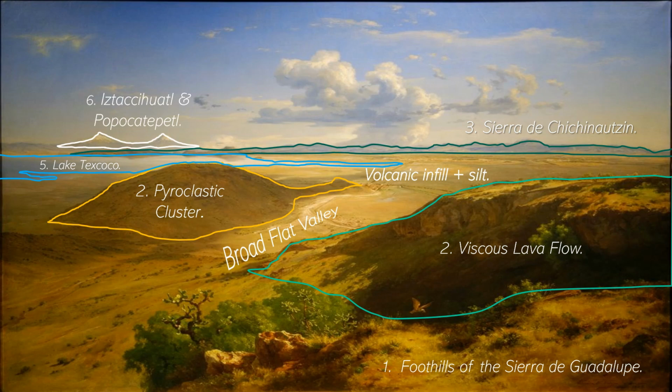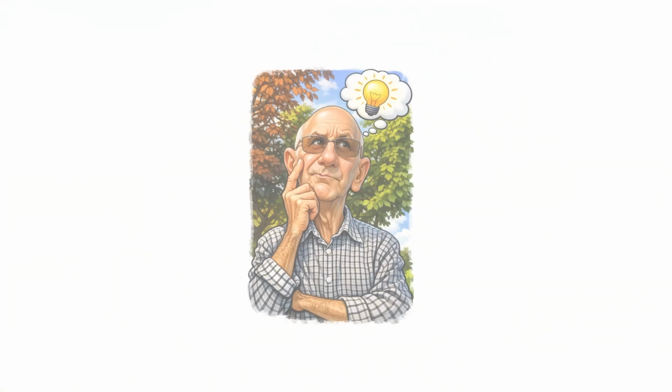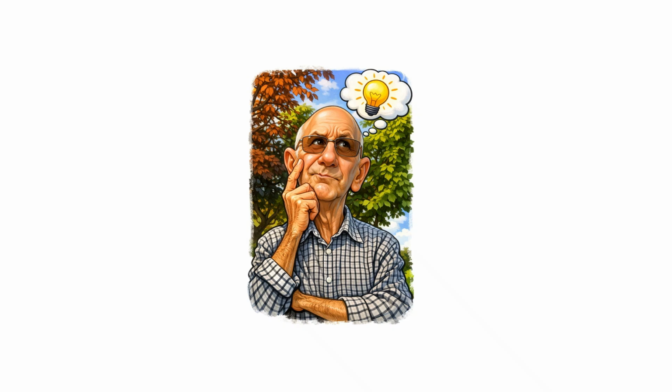Finally, we have the volcanic peaks of Popocatépetl and Iztaccíhuatl, which, as we have seen, are at the southern end of the Sierra Nevada. That is the end of the geology as such, but I have a small postscript which I find interesting.